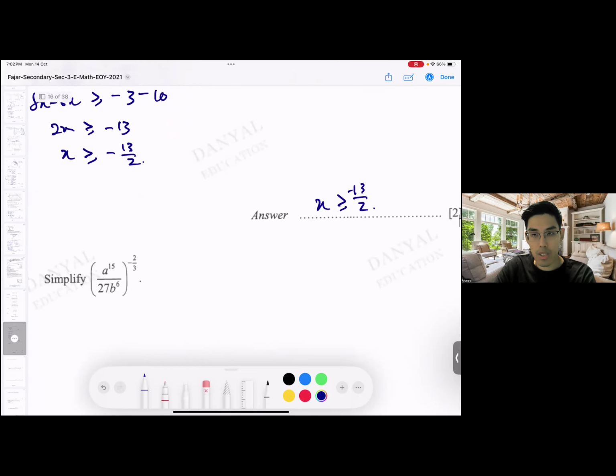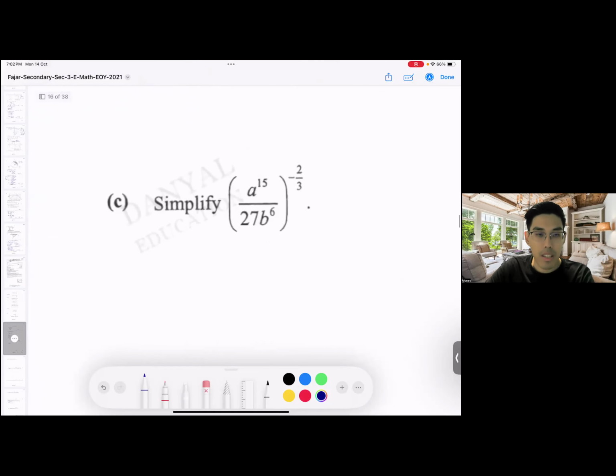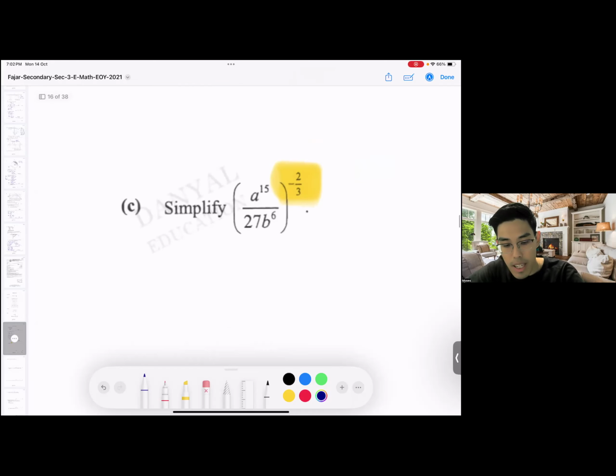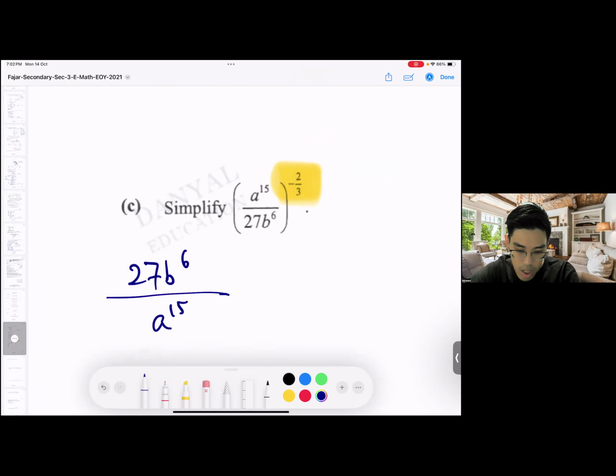Okay, next. Simplify this one. Pet peeve, I always want to deal with this one first because the negative power sticks out to me. My general approach is always to make them positive indices, positive powers. So by making it positive, I'm actually taking the reciprocal of this, before I even do anything else.